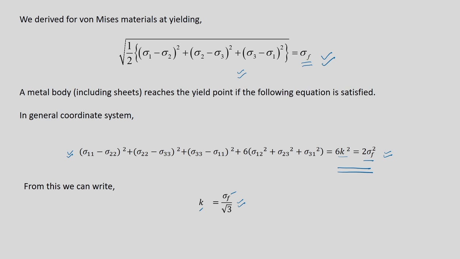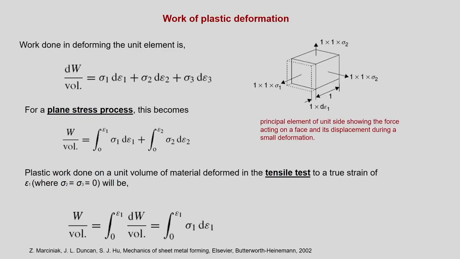With this brief discussion, we go to the next important section for us, called work of plastic deformation. How to get the work done during plastic deformation, we are discussing very briefly. Suppose you take a principal element of unit side, and the force acting on each face is shown, for a small displacement given by a small strain d epsilon 1. The initial element is this one, the dotted one is the new deformed element, and all forces are shown here for a unit side.